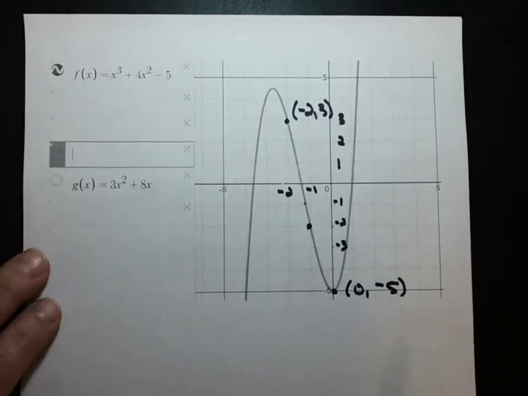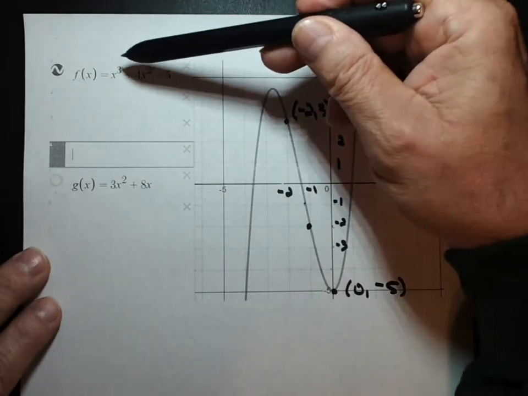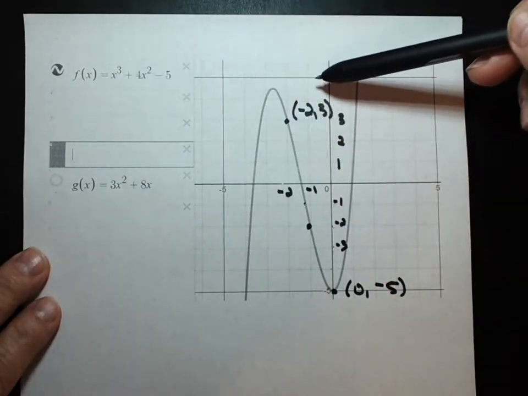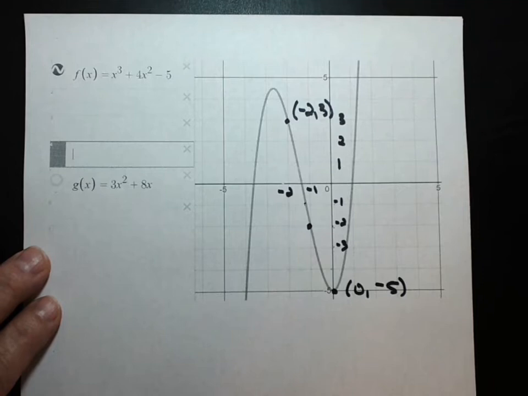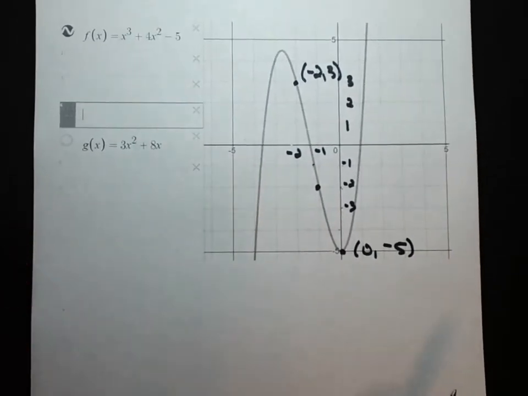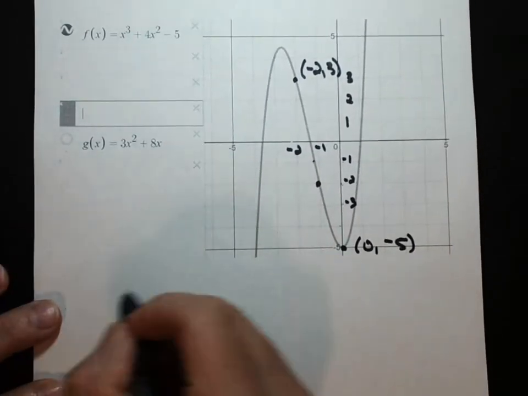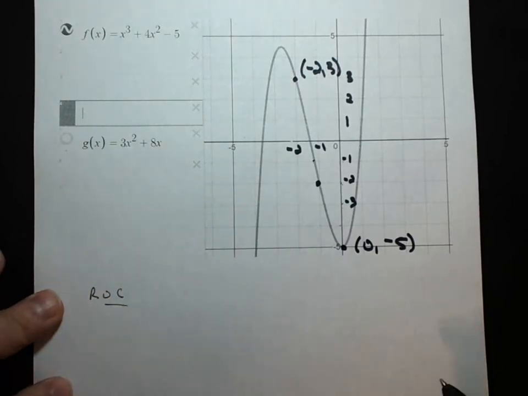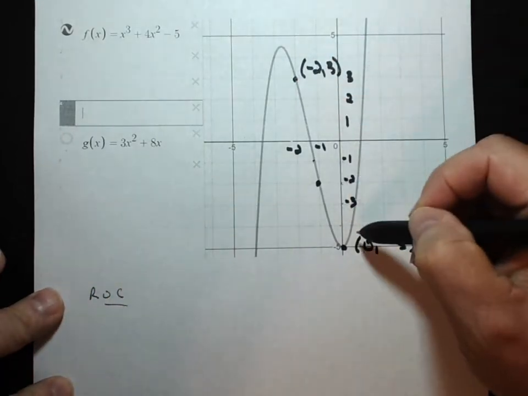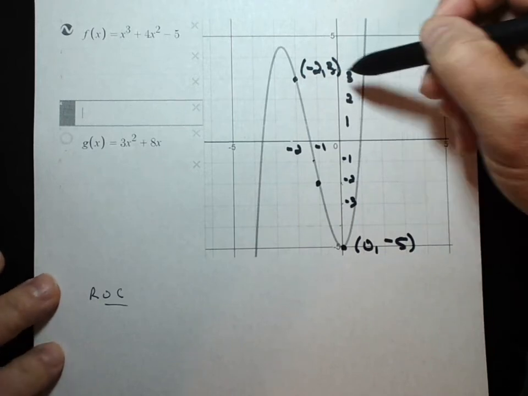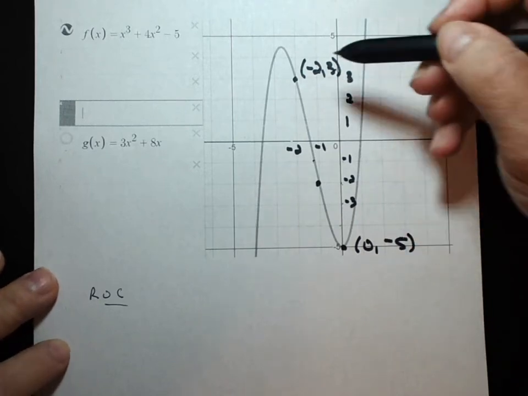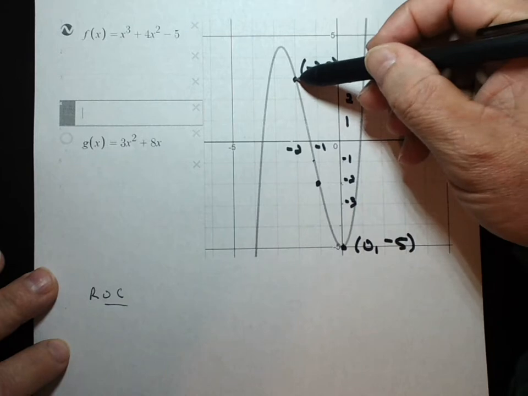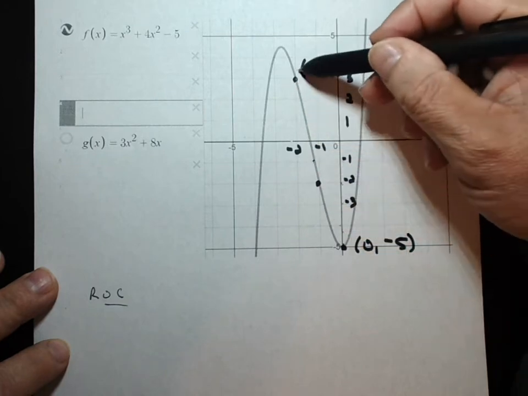So if I'm looking at my function, f of x is equal to x cubed plus 4x squared minus 5, and I'm just wanting to find the rate of change, right? So I want to find the rate of change between 2 points. I could pick 2 points. I could pick the point -2, 3 and the point 0, -5, and I could find the average rate of change over this entire distance, right?